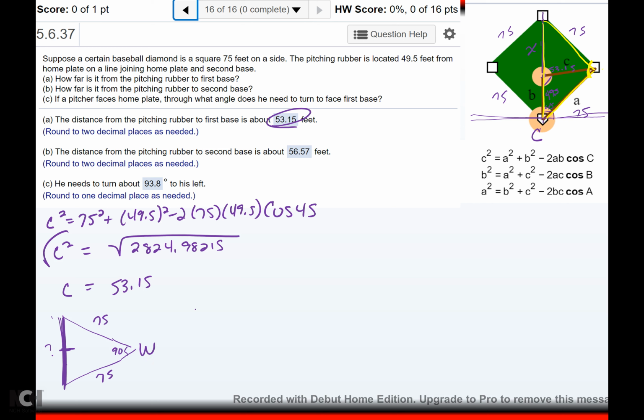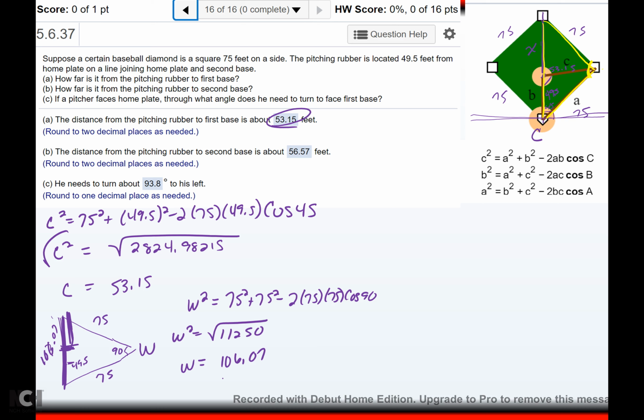So I would have W squared equals the other two sides, 75 squared plus 75 squared minus 2 times 75 times 75 times cosine 90. That gives me W squared equals 11250, so W equals 106.07. So this whole side is 106.07. But from here to here was, what was it, 49.5? So if I just want the distance from the pitching mound to second base, I subtract the bottom, 49.5, from 106.07, and that gives me 56.57.